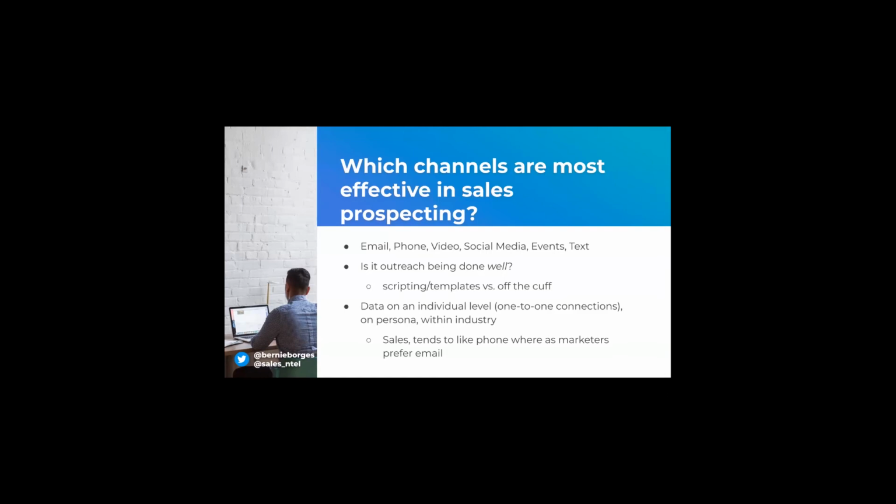And then, an example of reaching out on the right channel. Oftentimes, salespeople prefer to just get on the phone. So phone can be one of the most effective channels for trying to get in touch with salespeople. Marketers like myself oftentimes prefer email.